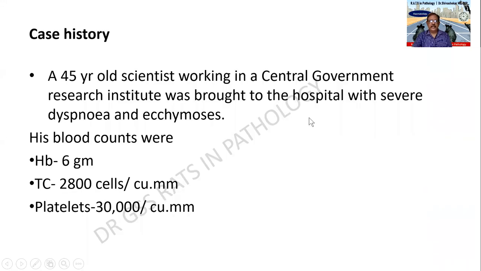A case history as usual. A 45-year-old scientist working in a central government research institute was brought to the hospital with severe dyspnea and ecchymosis. Ecchymosis means there is a massive patch-like bleeding. His blood counts were hemoglobin 6 grams, total count 2800 cells per cubic millimeter, platelets 30,000 per cubic millimeter. Obviously, these are all the reasons for the ecchymosis and the dyspnea.